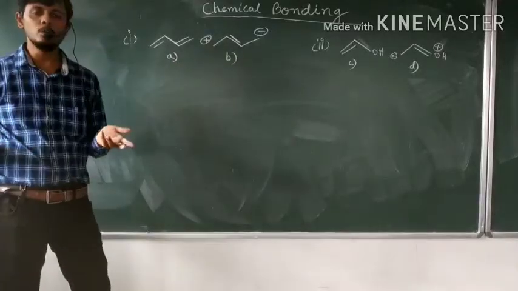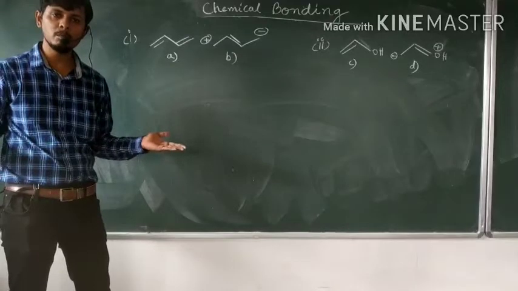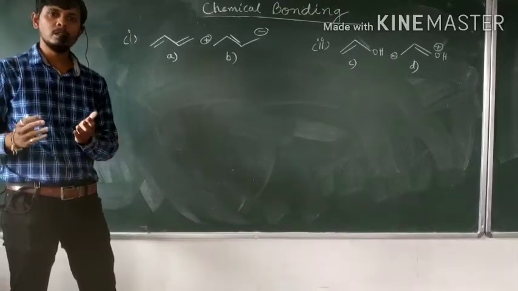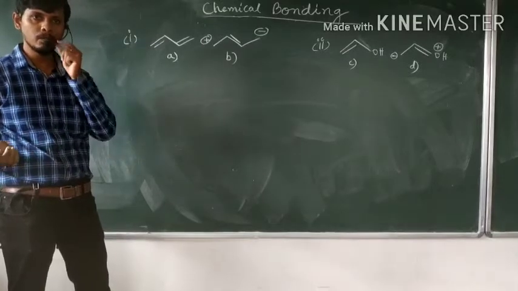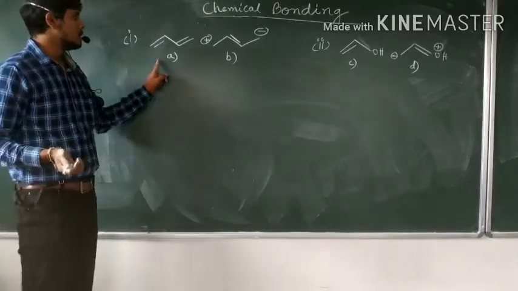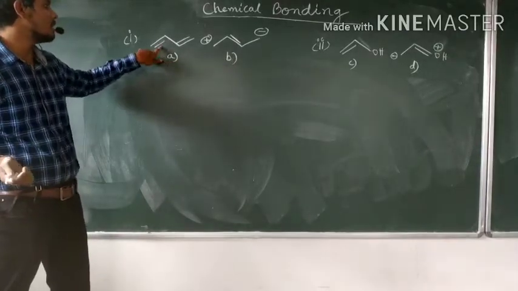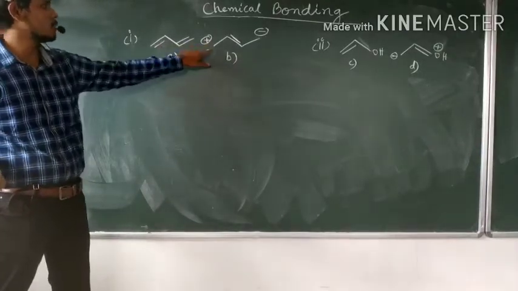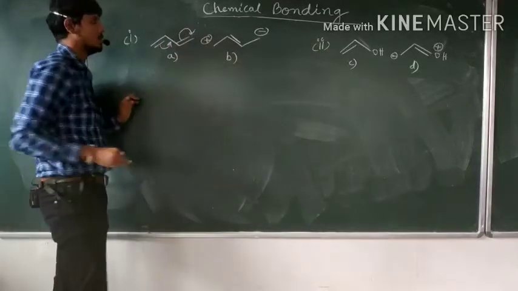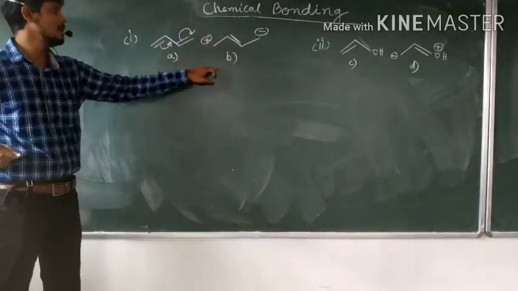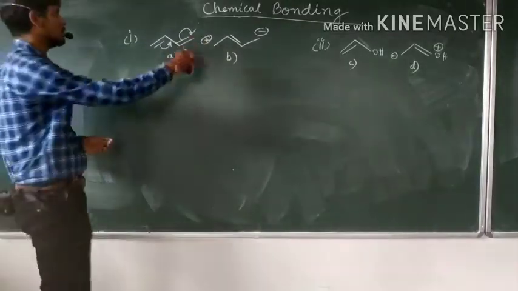So how will you compare between the resonance structures? Which resonance structure is more stable? Which resonance structure is the major contributor? Let us take the first example. This is a conjugated ion. This is the resonance structure. How do we get B from A? In this way, by electron migration, because there is conjugation.